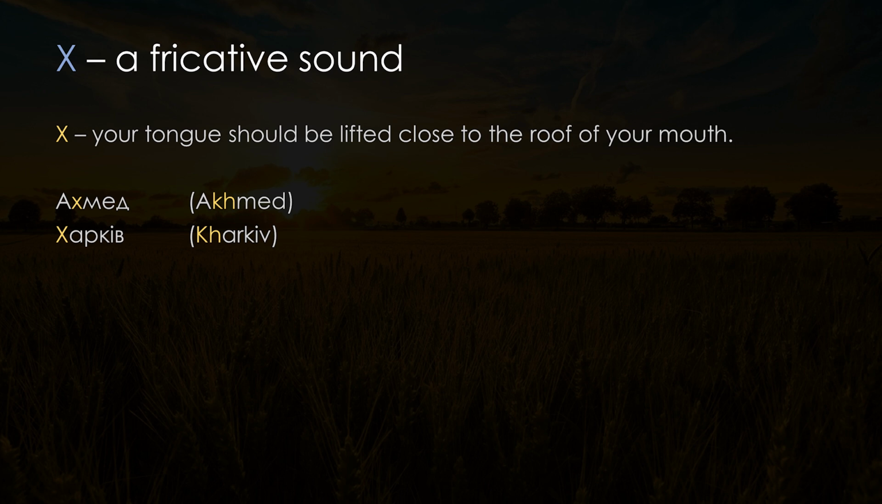The sound H. To pronounce the Ukrainian sound H, your tongue should be lifted close to the roof of your mouth, especially the back part of your tongue. Sometimes you might see the combination of the K and H letters, which kind of gives you the idea of how this sound might be pronounced, or how it can help you pronounce this sound. Akhmet, or the Ukrainian pseudonym Kharkiv. But still, it's not really the correct pronunciation in that case.